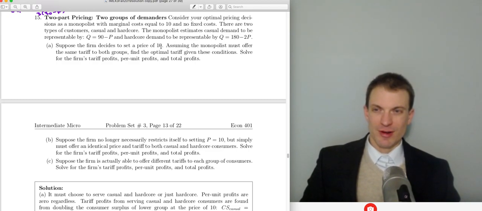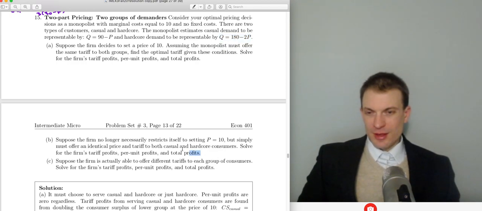Here, I've given us a price of 10. We have to offer the same tariff to both groups, so there's two things you could do. One is you could set the access fee based on the demand of my low group, or I could set the access fee based on the demand of the high group. And I'm going to check those two situations, and then it's going to tell me which is going to be optimal, and that's going to be what I'll do in part A.